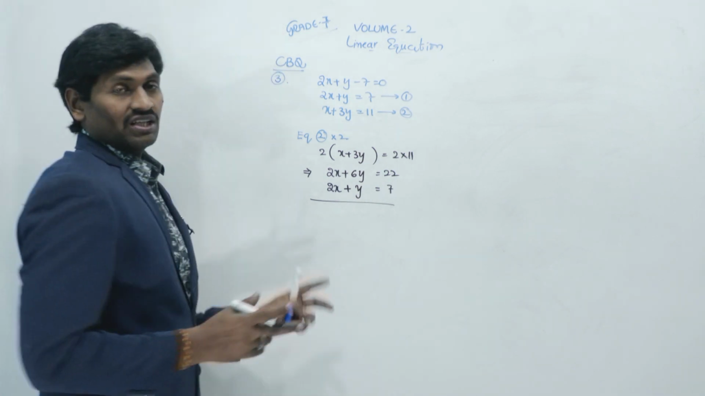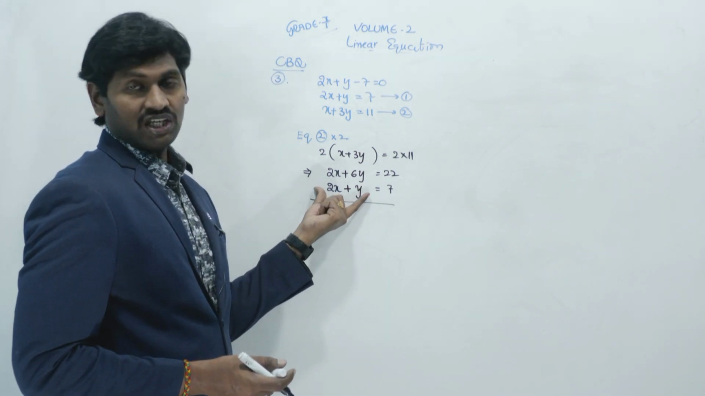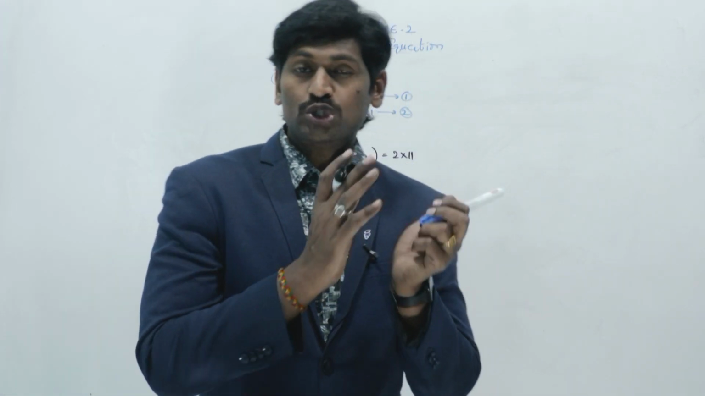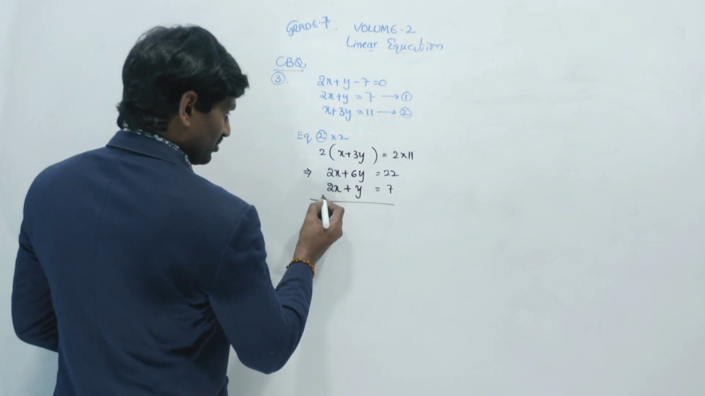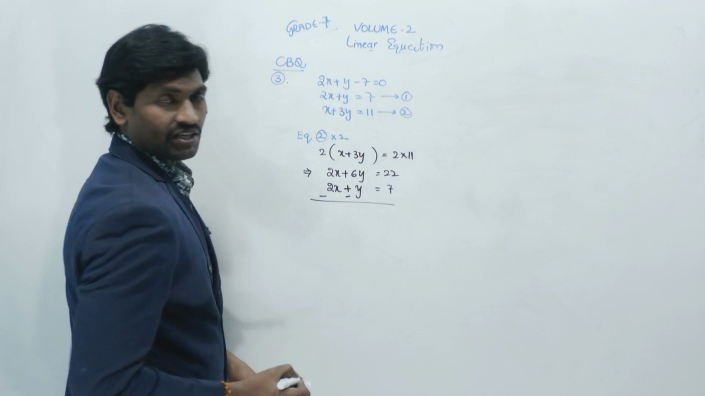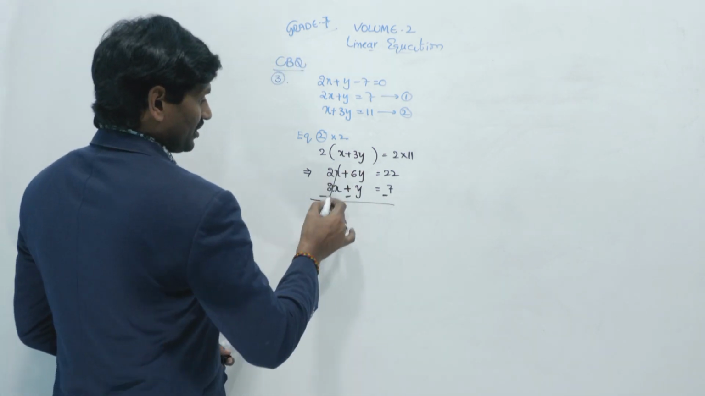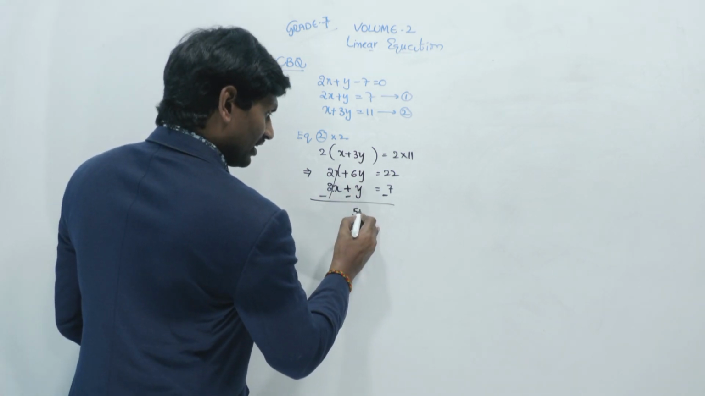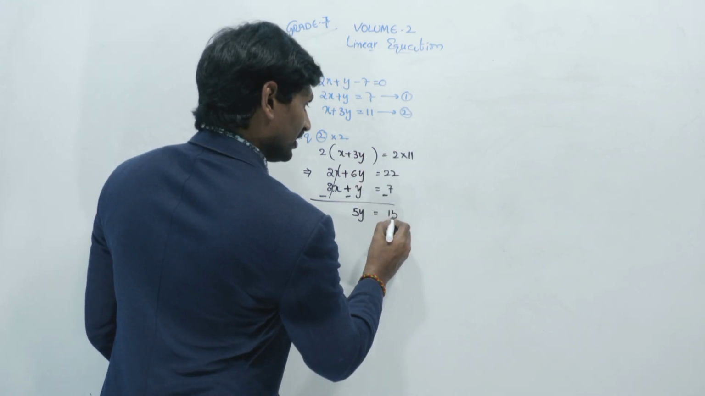Subtract means for the second equation, whatever you have below, we will change all its signs. Signs means positives become negatives, negatives become positives. Now plus 2x becomes minus, plus y becomes minus y, plus 7 becomes minus 7. Now 2x minus 2x becomes 0, 6y minus y is 5y, that is equal to 22 minus 7, which is 15.